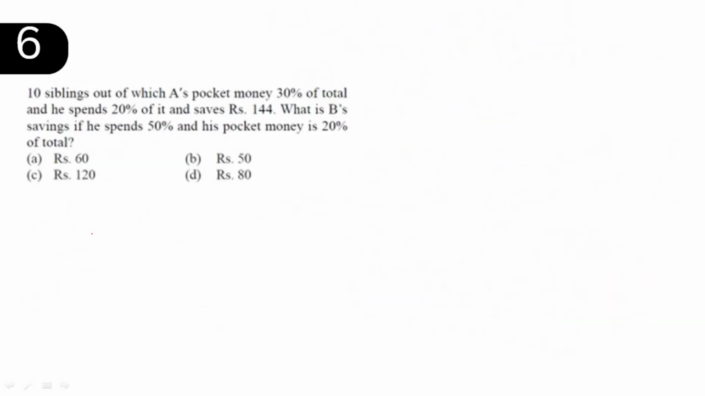Okay, now the next question. Next question is 10 siblings. Okay, 10 siblings, and out of which A's pocket money is 30% of the total, and he spends 20% of it and saves rupees 144. B's savings, what is B's savings if he spends 50% of the pocket money and his pocket money is 20% of the total? Okay. So what it is given, A's pocket money is 30% and he spends 20% of it.